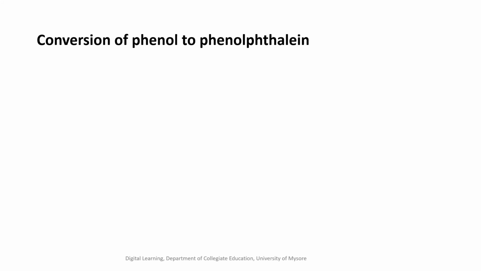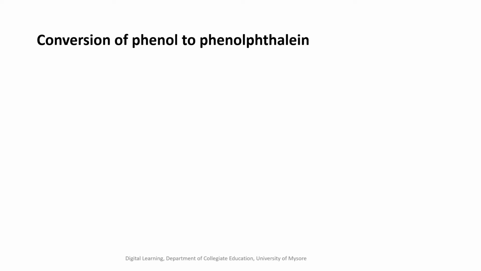Now we will see the conversion of phenol to phenolphthalein. You know, phenolphthalein is used as an indicator in acid-base titration. It is a weak acid. It turns colorless in an acidic solution and pink in the basic solution.